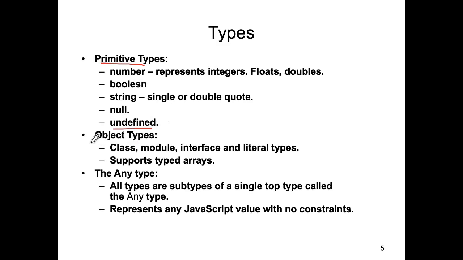Okay, I'm using the words object types here, but these are any kind of collection types that it has. It has classes, of course, which it gets from ES6. It has modules, which are collections of classes and other constructs. It has interfaces in the object-oriented sense. It has literal types, which we'll see a little bit later on. It has typed arrays, which is a really nice thing. Unlike JavaScript, in a TypeScript array you have to declare the type of the variables in your array, and they can only have one type. So it supports typed arrays.